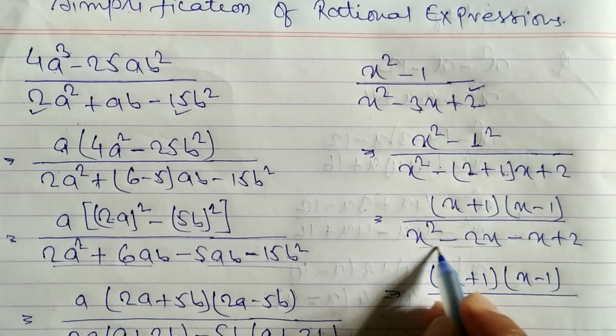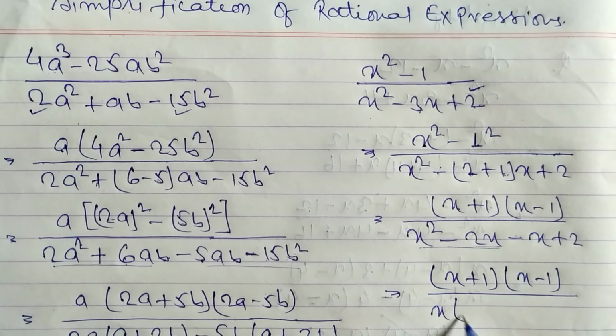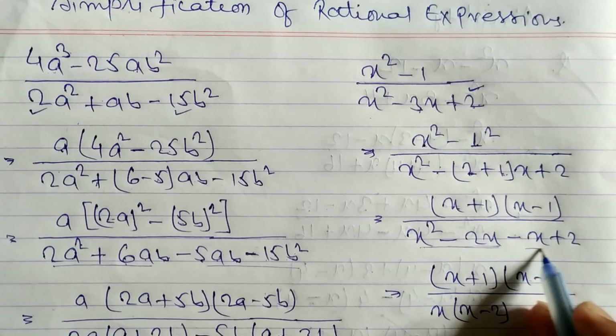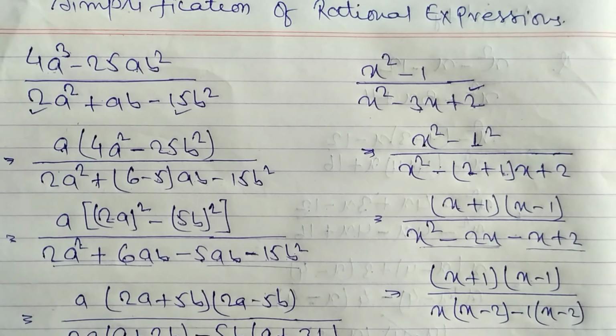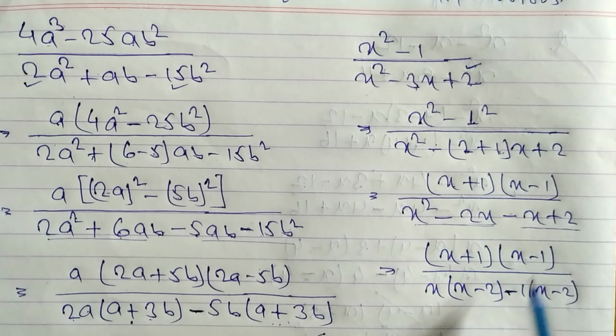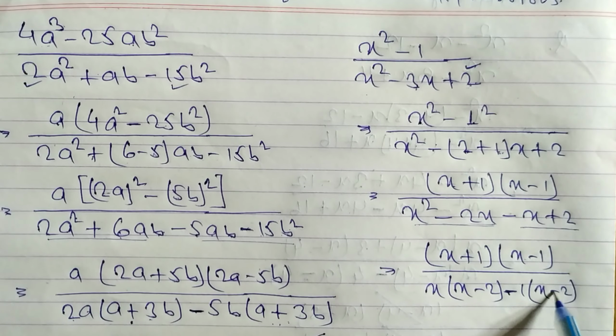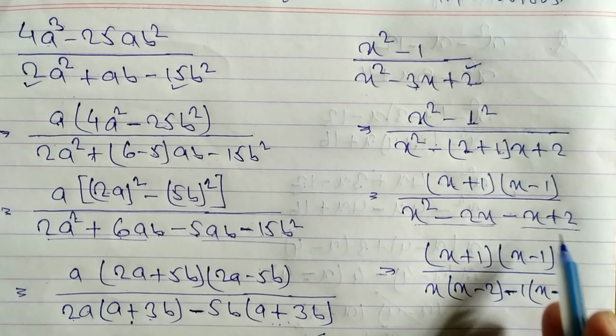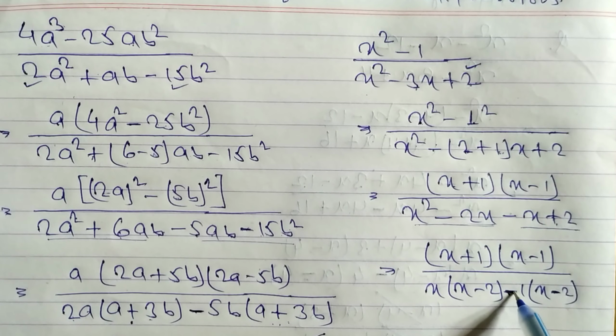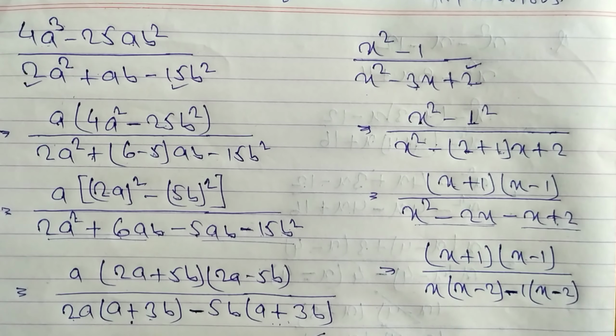From these two terms we have to take common, and what is the common? x common, remaining x minus 2. From here we have to take common minus 1, remaining x minus 2. Okay, and when minus is common we have to change the sign. If plus we have to write minus, if minus we have to write plus. Why? Because when you open the bracket and multiply minus minus, it will be plus. So if minus is common we have to change the sign.